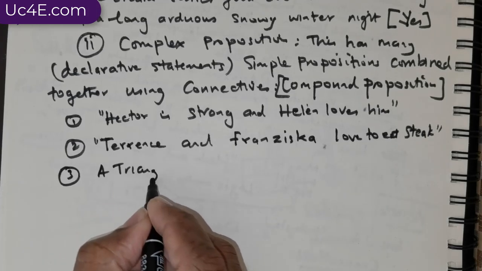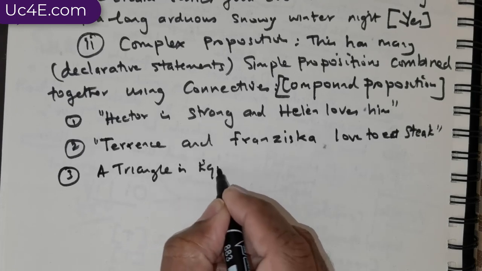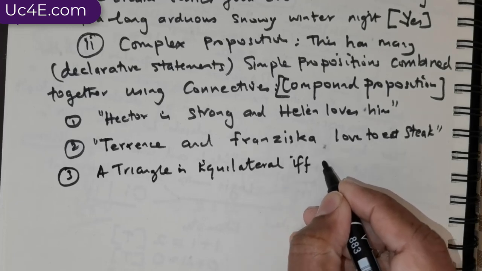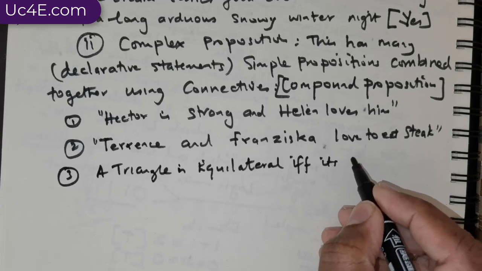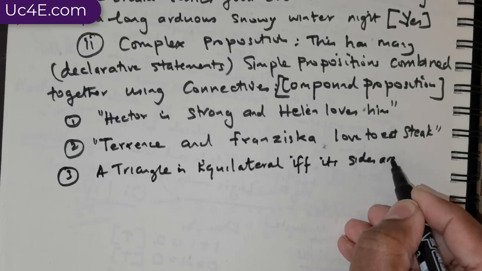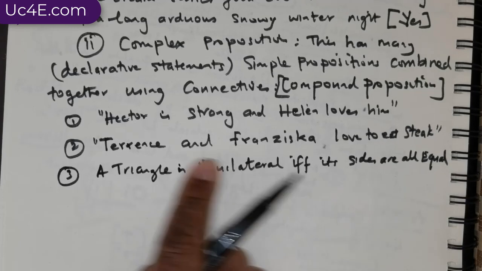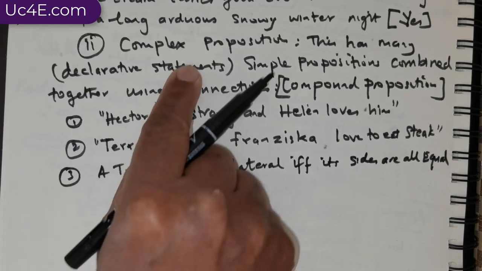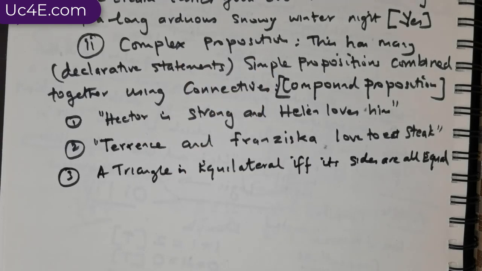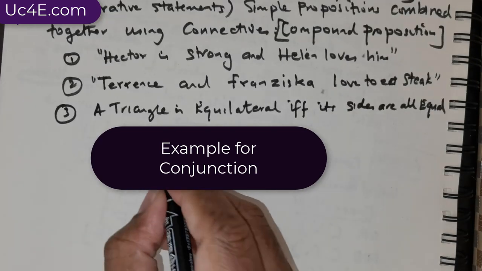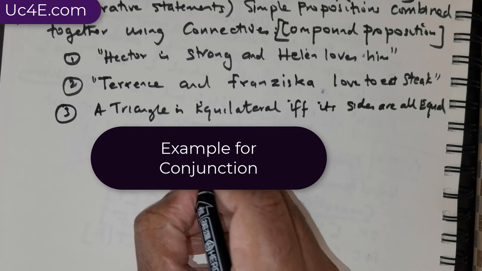Number three: a triangle is equilateral if and only if its sides are all equal. So you have a connectivity here. So I've given three illustrations for complex proposition. Now it's time for us to do questions related to the connectivities so that we'll get a better understanding. So I'm going to start off with giving examples for conjunction.